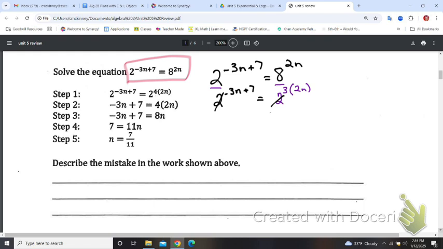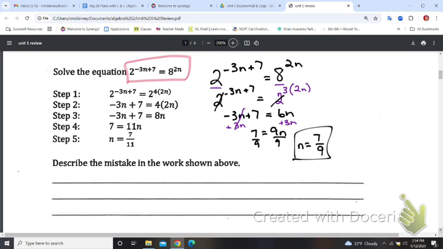So the 2's drop. So -3n plus 7 is 6n. And then I want those n's on the same side, of course, so I'm going to add 3n. So now I have 7 is 9n. And I need to divide by 9. So n is 7 over 9. So there's my answer.